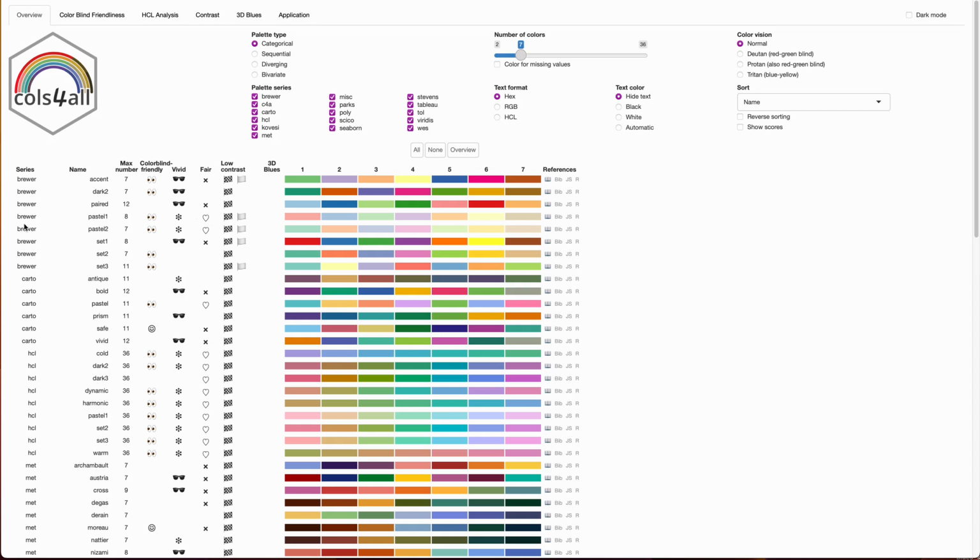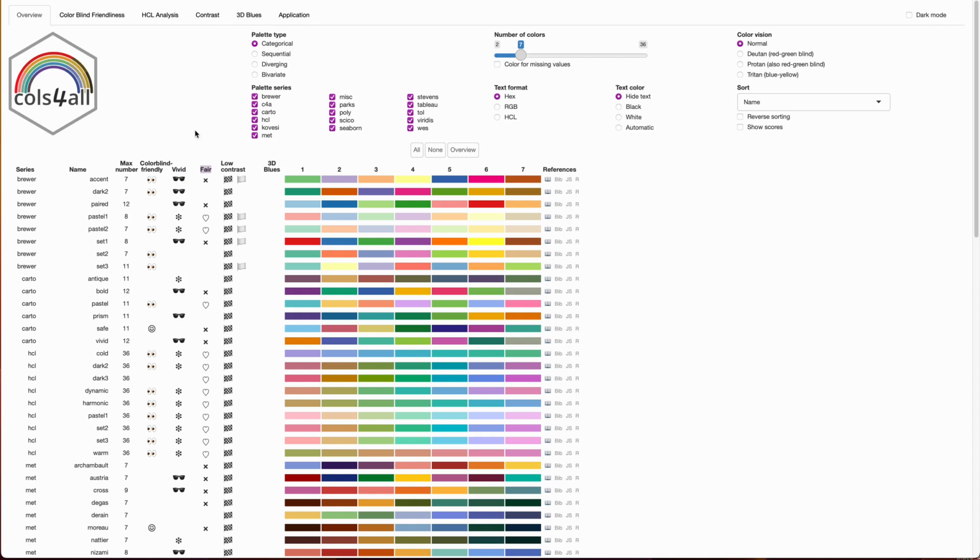You see the palettes over here. So for instance, Brewer accent. It's a color palette. It has a maximum of 7 colors, and you see a couple of properties. So whether palettes are colorblind friendly, and if there are any colors that are very vivid, very saturated. Some classes means there is at least one color which is very saturated. If there's a snowflake, it means there are no colors that are very saturated. It's more like a pastel color palette.